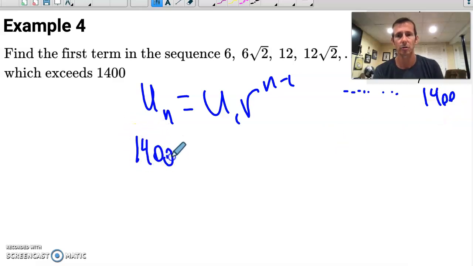Now, if you're being official, you might put a greater than or a less than symbol. But what I'm going to do is put an equal sign. I'm just going to pretend it's an equation. Now, look, I know the first term. I told you it started with 6.